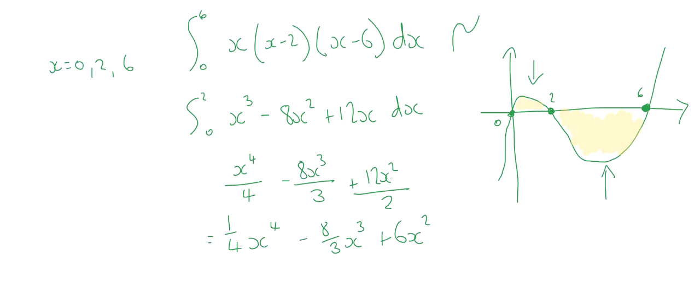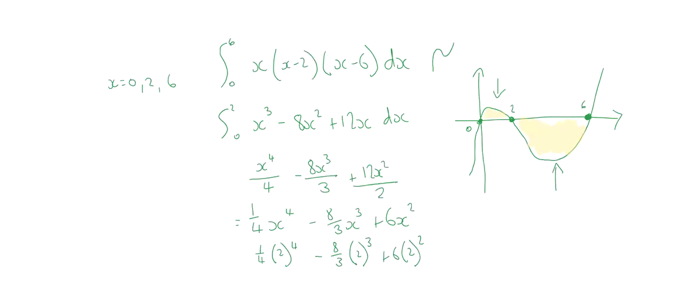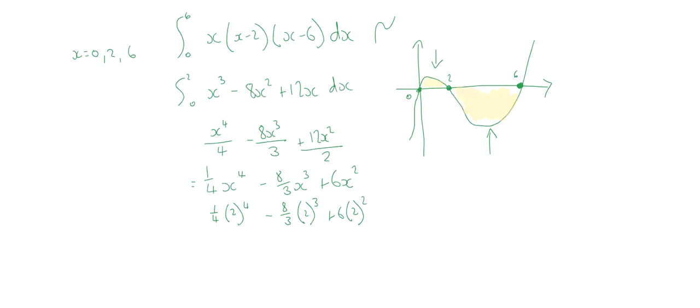Obviously, you'll know that if I put 0 into this, everything's going to be 0. So who cares about that? I'm just going to do the 2. So it's going to be 1/4 times 2 to the power of 4 minus 8/3 2 cubed plus 6 times 2 squared. And I've run out of space. And if I type all of that into a calculator, or do it in my head if I can be bothered, I am going to get 6 2/3. So the area of this first space here is 6 2/3.